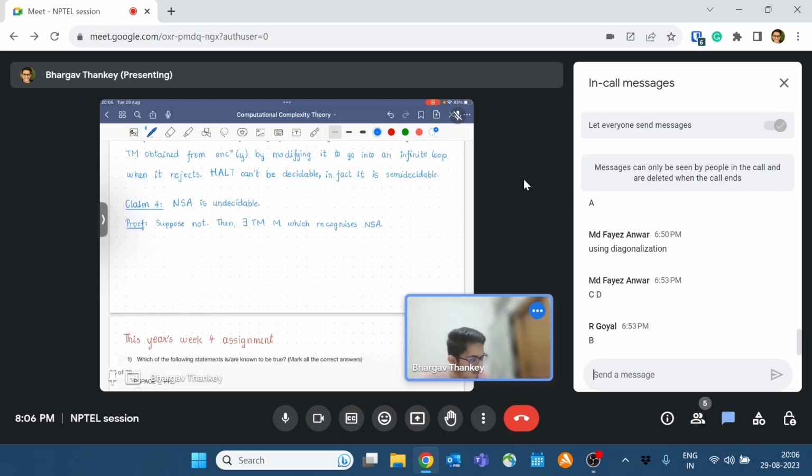Okay, so by recognizes NSA, what I mean is the following. If a string Y is in NSA, then the Turing machine M on input Y must accept and halt. And if Y is not in NSA, then it can do one of the following: it rejects and halts, or never halts at all.